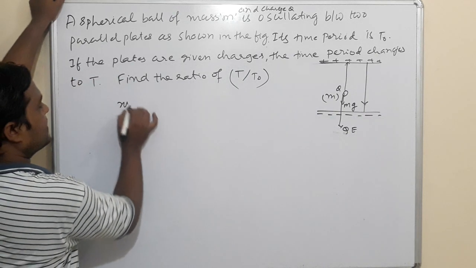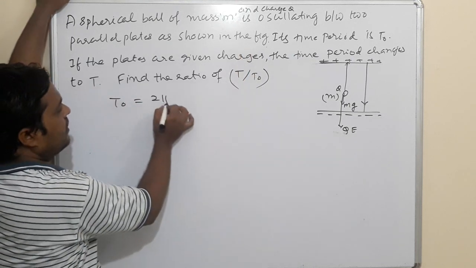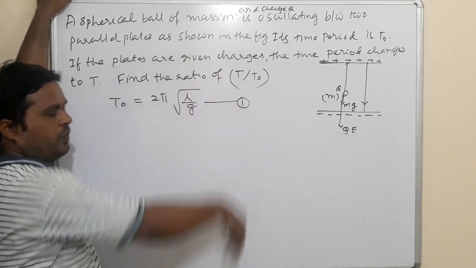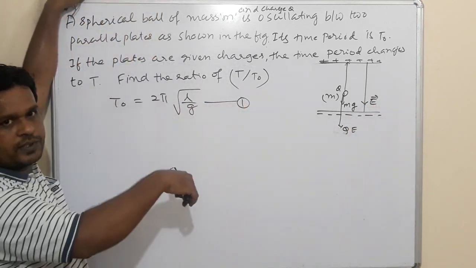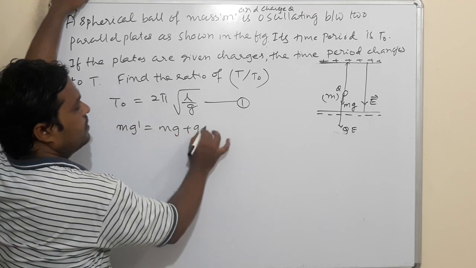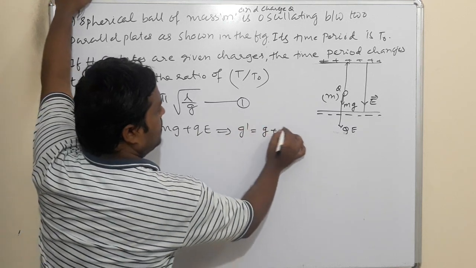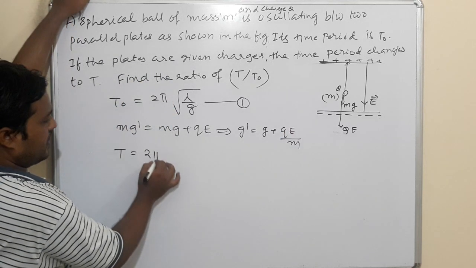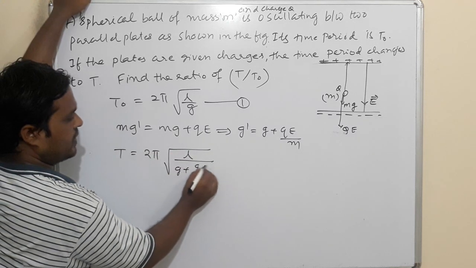Then what is mg dash? What is t naught equal to, without charges on the plates? Its time period will be 2 pi root of L by g. This is the first equation. When the field is applied in the vertically downward direction, that force will become mg plus qE. Then mg dash will be equal to mg plus qE, which implies that g dash is equal to g plus qE by m. Then this is t after giving charges and applying the field: 2 pi root of L divided by (g plus qE by m).